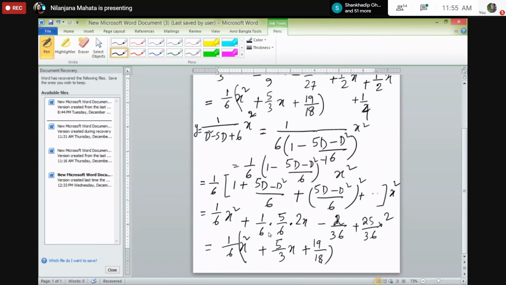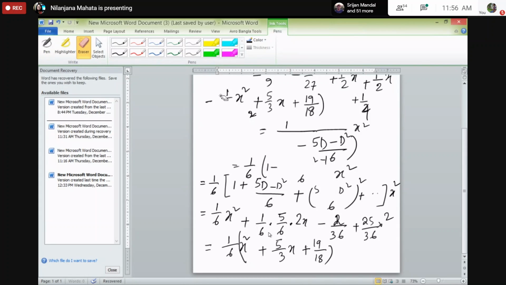So I am trying to say it is your choice how you will expand it. You will always get the same result. Okay. Now there is another formula. If you have any queries on any of the steps, you may ask me.